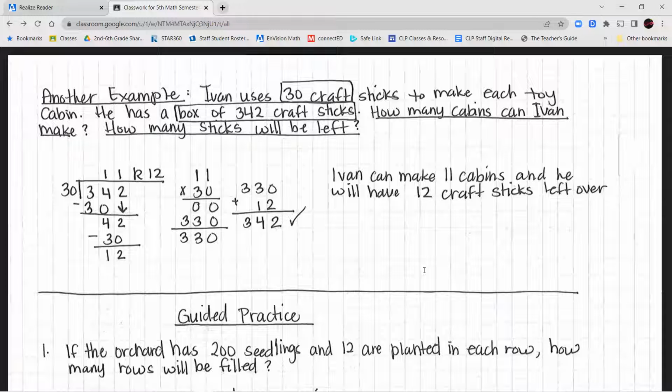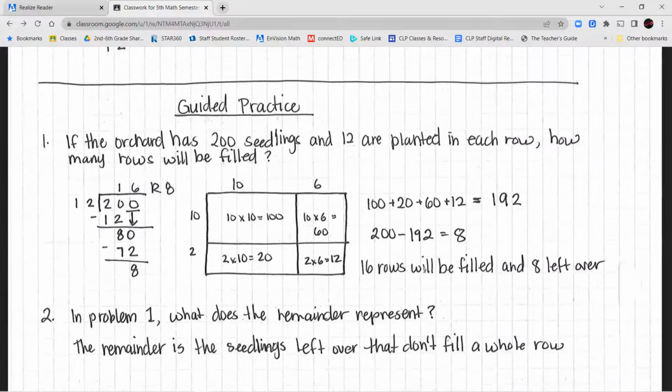So here I can see that 342 divided by 30 is 11 with a remainder of 12. Now I'm going to take those numbers and multiply them by each other and then add in that remainder to see if I get back to 342. So 11 times 30 is 330. 330 plus the 12 that was remaining got me back to 342. So I know that Ivan can make 11 whole cabins and he's going to have 12 craft sticks left over.